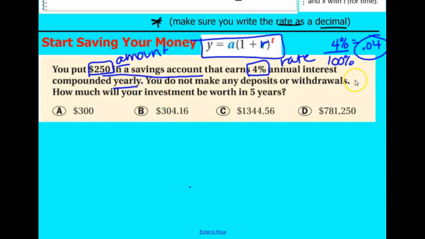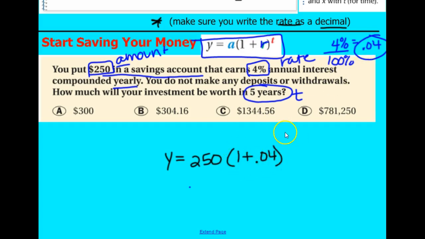You do not make any deposits or withdrawals. How much will your investment be worth after 5 years? So that's our T. Time is usually in years. So we're going to plug everything in. Y equals A, our initial amount is $250, and then 1 plus our rate, which is 0.04, meaning we're going up by 0.04, after 5 years. So if you want to simplify this, we know 1 plus 0.04 is 1.04.